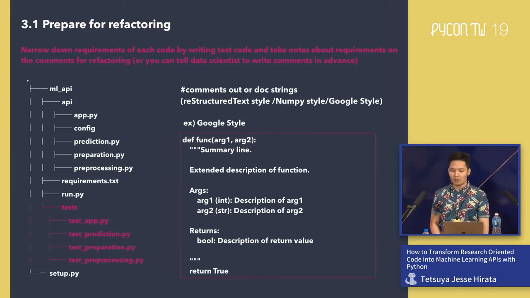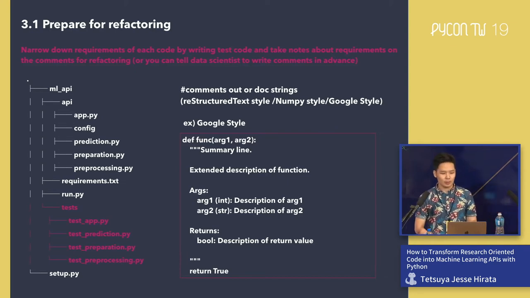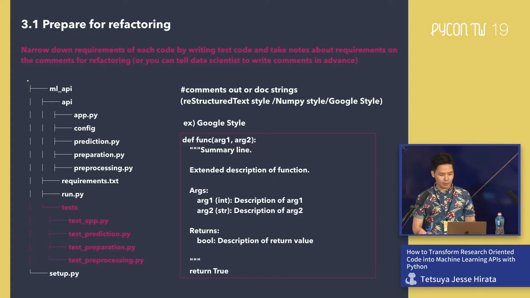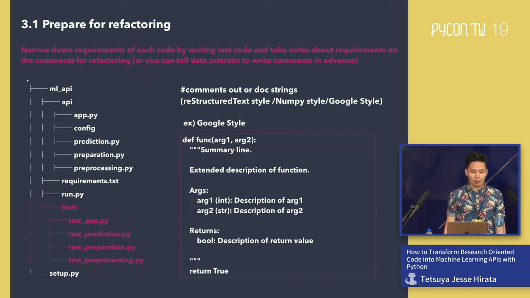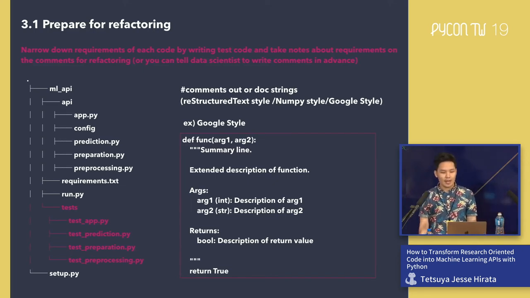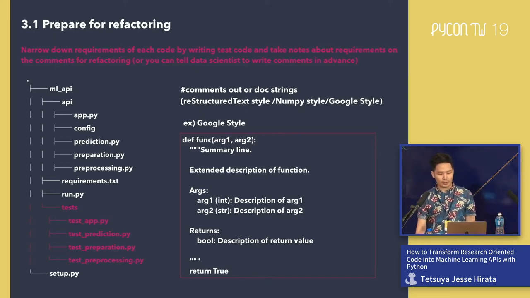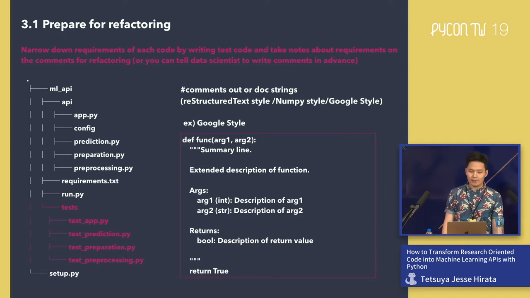Before starting to refactor, we might need to understand the code more. In order to narrow down the requirements of each code, write test code and take notes of the requirements of each code. Here are the directories which I modularized in previous slides. The API directory has app.py, which features an endpoint to get probabilities, and the config file, prediction.py, preparation.py, and preprocessing.py. The test directory has four modules of test code, one for each.